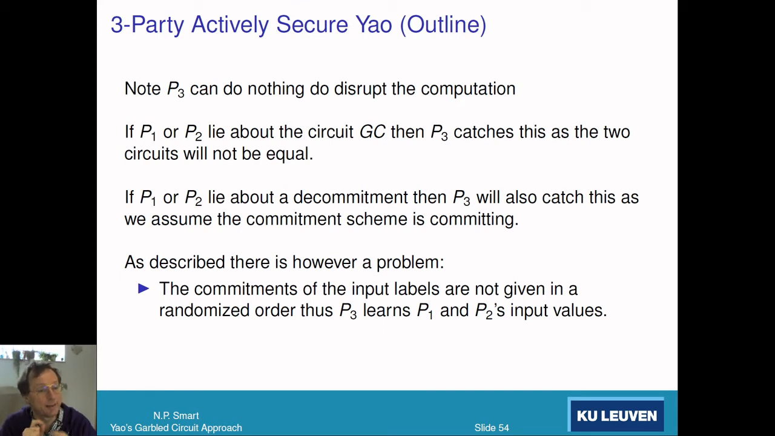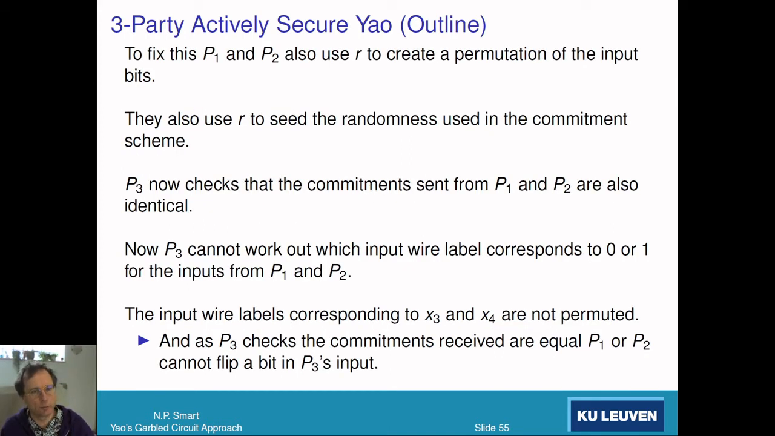The problem is that the order they send the commitment values in is going to reveal whether they've opened the 0 bit or the 1 bit. So they have to randomize the order in which they send the commitments to each input wire label, whether they send first 0 and then 1, or first 1 and then 0. To fix this problem, they randomize the order, so you can't learn anything from this being the first one and therefore corresponding to 0. To do this randomization, they use the same random string R.